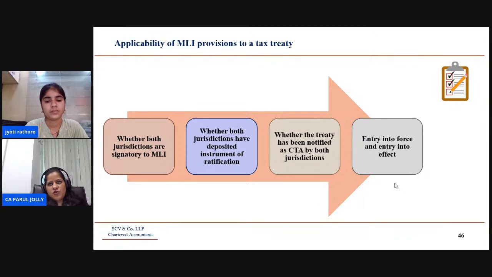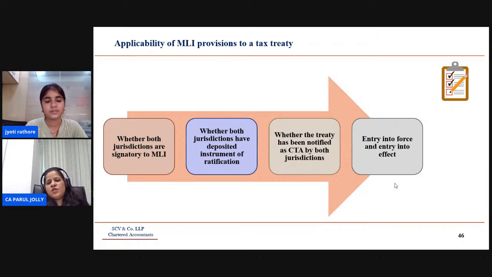Suppose both countries have deposited the instrument of ratification, still we'll have to see. If you open the instrument of ratification, in the beginning of the document they have given the covered tax agreements. So if we see India's instrument of ratification, out of all tax treaties, whichever treaties India wants to cover under the MLI, they have mentioned the name of all those treaties. For example, the India-China treaty is not covered, so MLI provisions will not be applicable when we look at the India-China treaty. The third check is whether the treaty has been notified as a CTA by both jurisdictions or not.